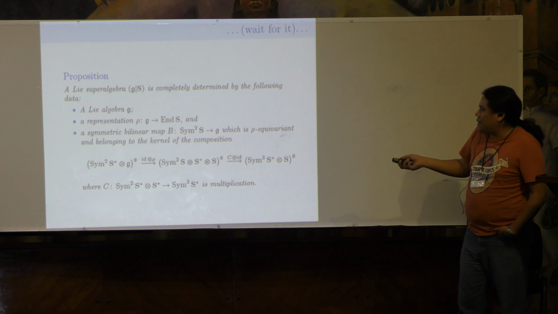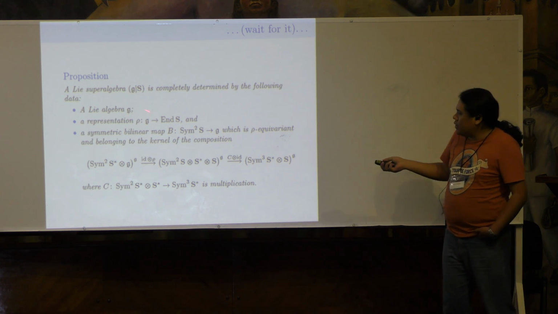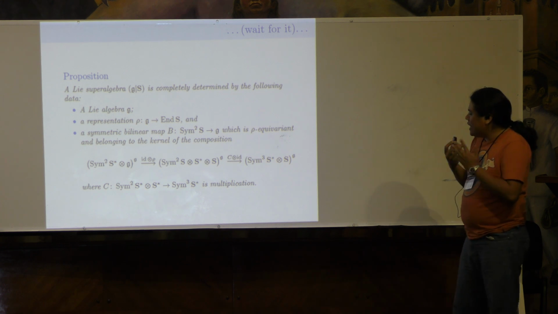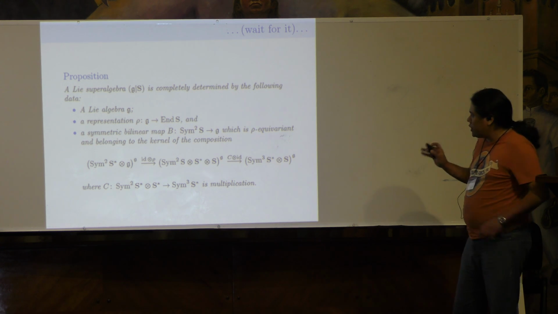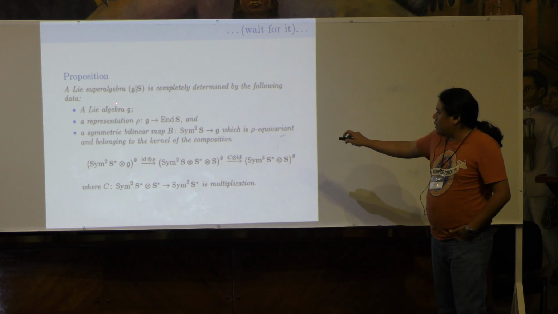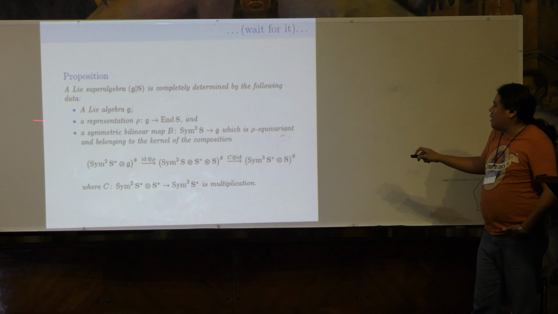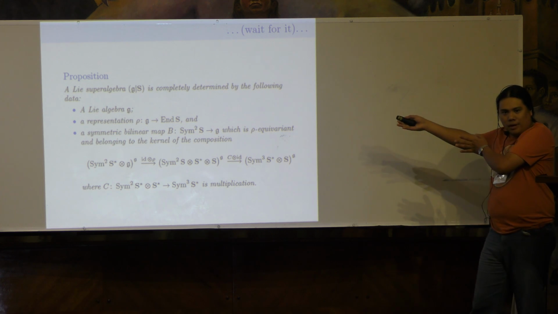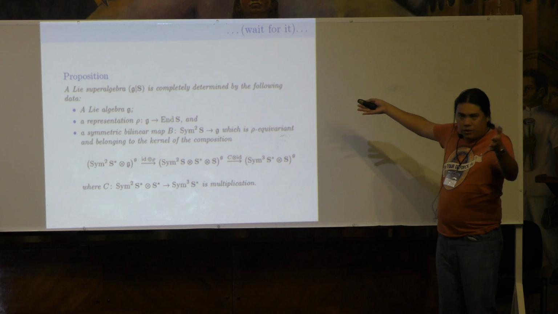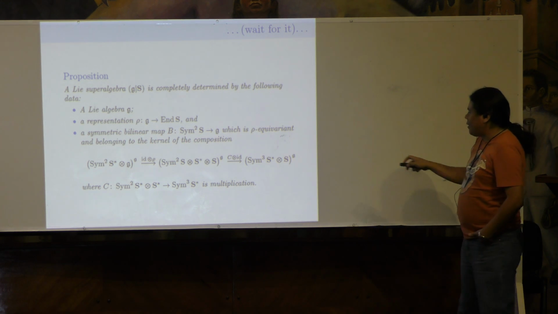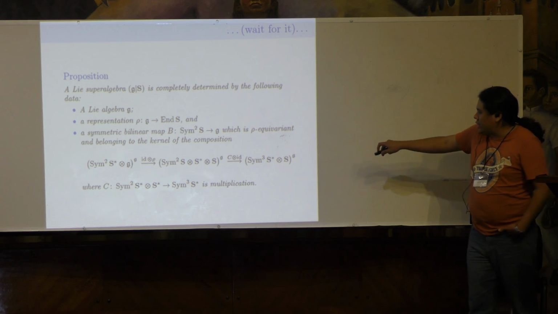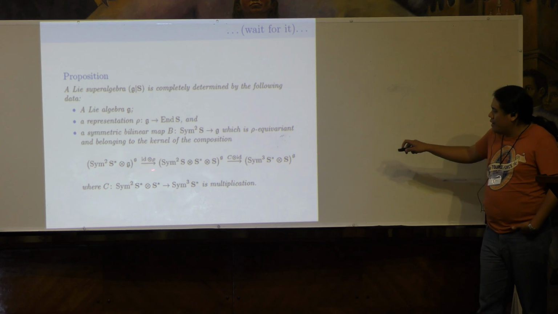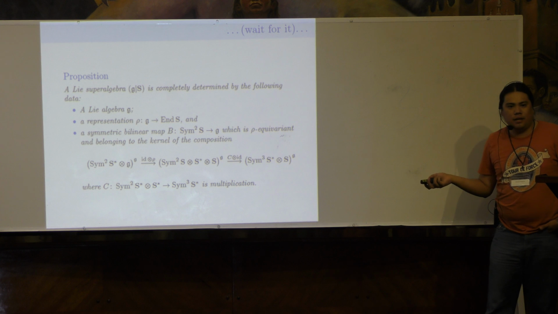Well, first, I'm sorry, Lie superalgebras. What we need to know to construct a Lie superalgebra are three things: a Lie algebra, that makes sense; a representation of the Lie algebra on the odd subspace of the supervector space; and a symmetric bilinear map that satisfies all this. Okay, and this is a way of codifying the graded Jacobi identity.